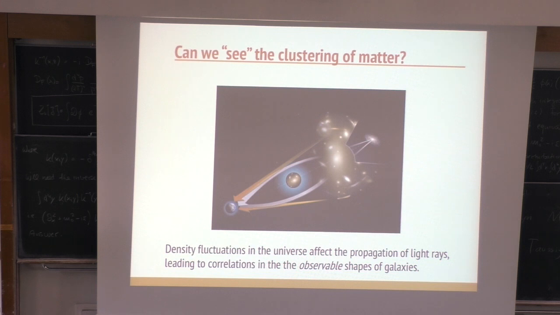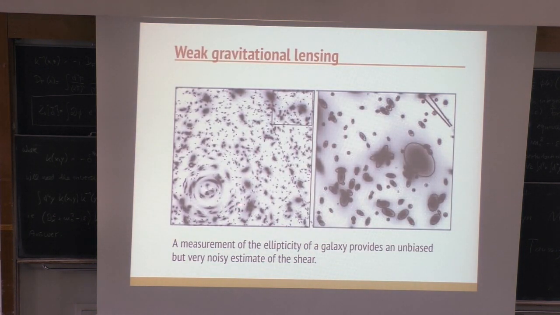But we can see the clustering of matter by looking at, and that's the focus of this talk, the fact that space-time gets distorted by massive structures, and what light rays then see is basically a curved space, and the net result is that you change the shapes of these distant galaxies. And so you get correlation in the apparent shapes of these galaxies, and we can observe this. So this is highlighted here.